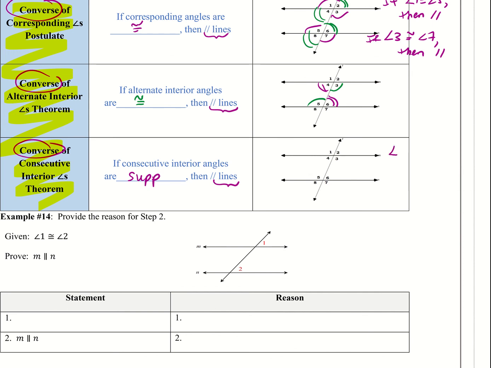So for example, if angle 4 indeed is supplementary to angle 5, then I would know that I have parallel lines. Or if angle 3 is supplementary to angle 6. Now you might notice I'm not marking on my diagram here. It's very hard to mark supplementary. There's not really a symbol for it, so I'm just going to leave it like that.